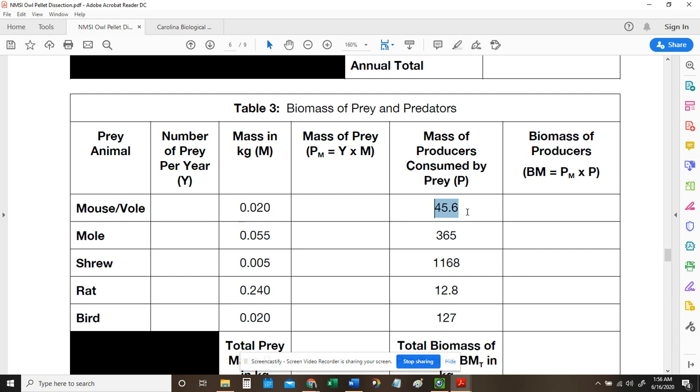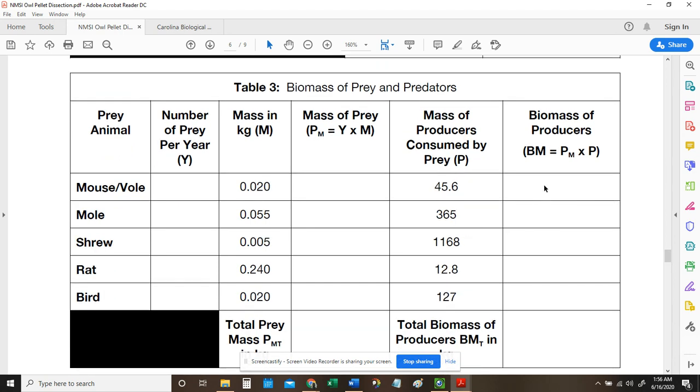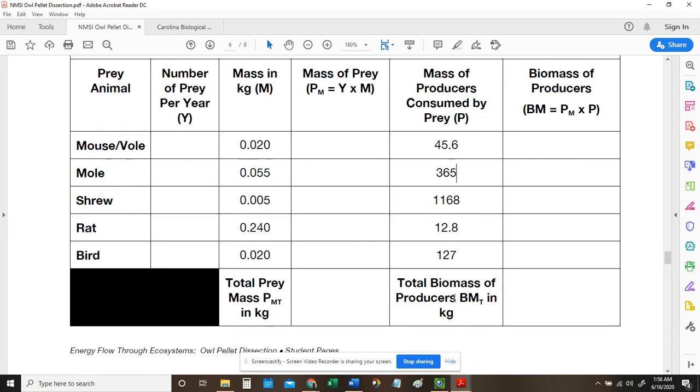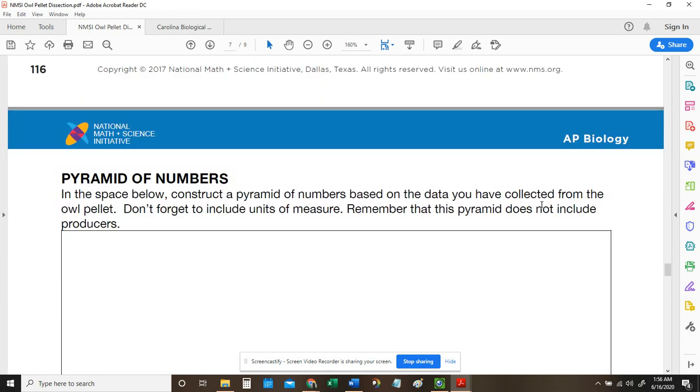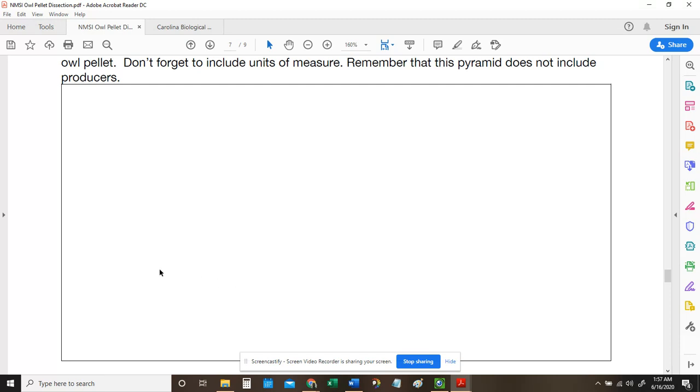This is a generalized amount of mass of producers in, I believe, grams. And then they can figure out the biomass of those producers. So this is a ratio that's done in kilograms, I'm sorry, not grams. And then they can use that biomass and design a pyramid of numbers. So there's that visualization.